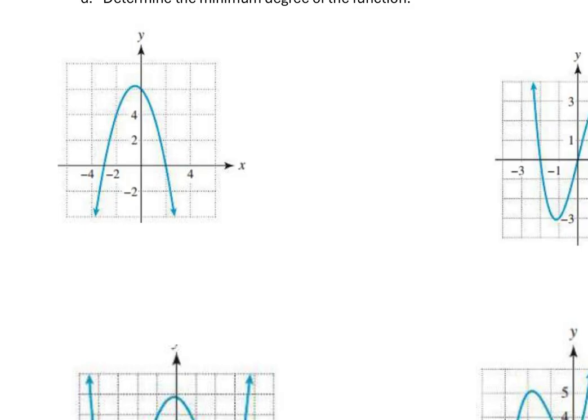All right, so we want turning points. I'm going to label that TP. Turning points, remember, is where the graph is switching from increasing to decreasing or vice versa. And so when we look at this, going from left to right, we are increasing until we get to this highest point, and then we're decreasing. And so we only have one turning point.